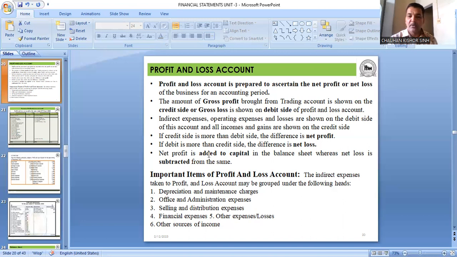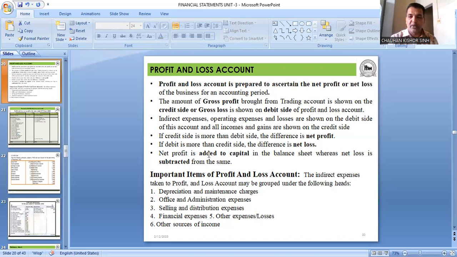And they are recorded in the trading account debit side. Whereas indirect expenses are related with the office expenses, administration expenses, financial expenses, selling and distribution expenses. They all are indirect expenses and they are recorded in the profit and loss account.